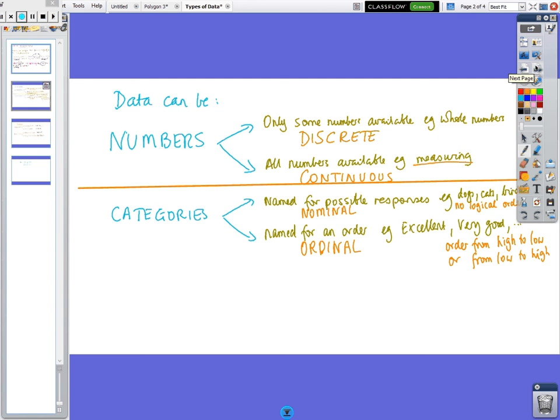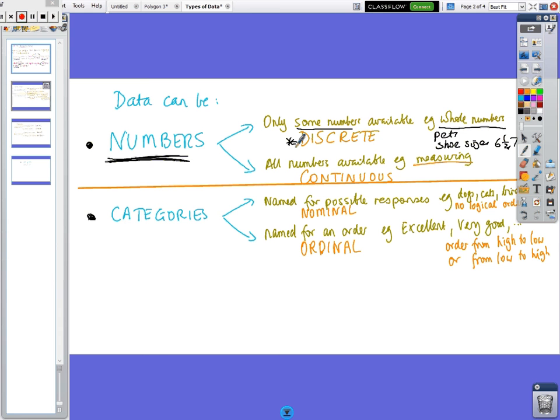Okay, so there's two different categories of data. Data can be numbers or data can be words. Okay, so if they're numbers, which is nice and easy, only some numbers may be available. So for instance, they might be whole numbers if you're counting, number of pets. But if they're shoe sizes, okay, there's still only some numbers available. Like you might be a size 6.5 or a size 7. So they don't have to be whole numbers, but we call this type of data discrete.